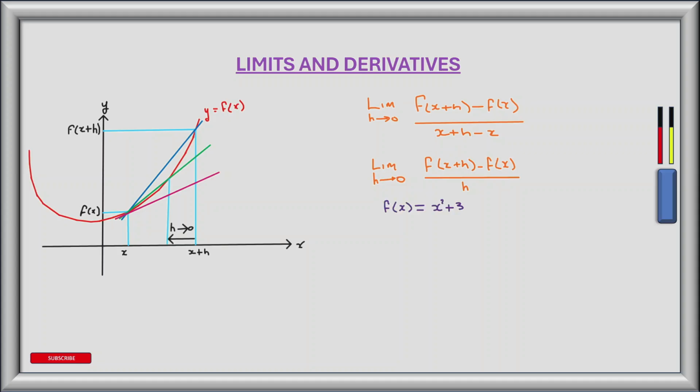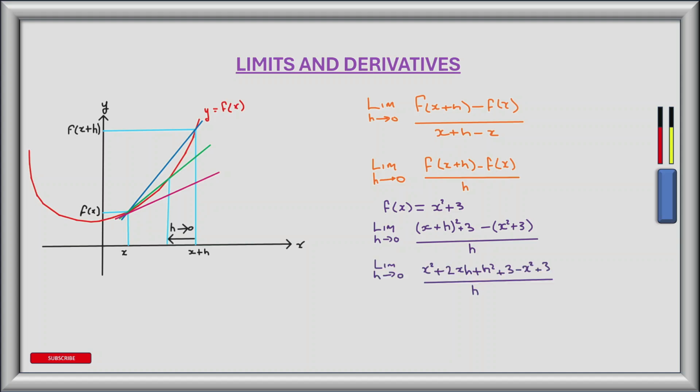So let's use this to find the derivative of the function f of x equals x squared plus 3. So the limit as h tends to 0, if we now substitute x plus h into the function, we get x plus h all squared plus 3, and then subtract x squared plus 3 from it, and divide all that by h.